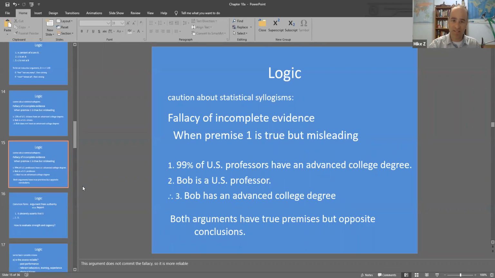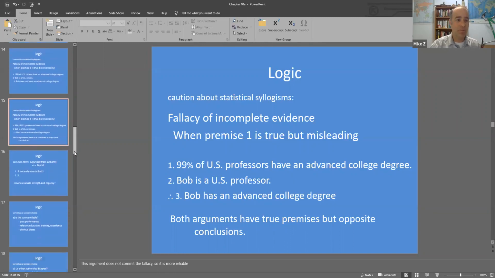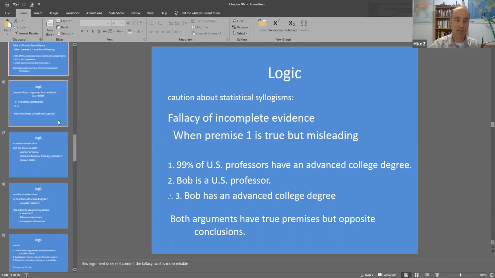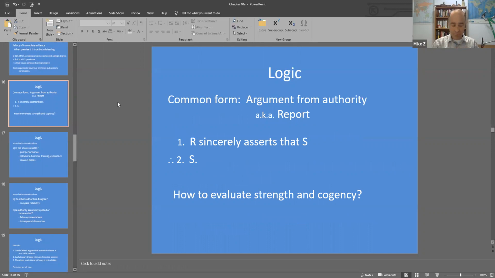Okay, moving on to the next argument form in inductive arguments: argument from authority. In chapter 4, when we were talking about informal fallacies, we saw how this kind of argument can go wrong, and we'll mention a few of those things we talked about back there as well. But the argument form itself is really simple.